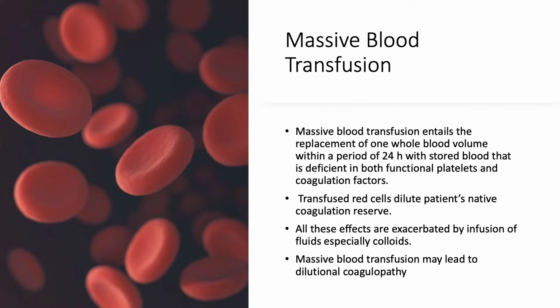as it is packed RBCs. Transfused red blood cells also dilute the patient's native coagulation reserve. When you give a massive transfusion, all the coagulation factors within the patient are also diluted. You should also take care that fluids will dilute them more, particularly if you are using colloids, and massive transfusion may lead to DIC and dilutional coagulopathy. Take care, and you should always maintain all the coagulation factors along with the packed RBCs you are giving.